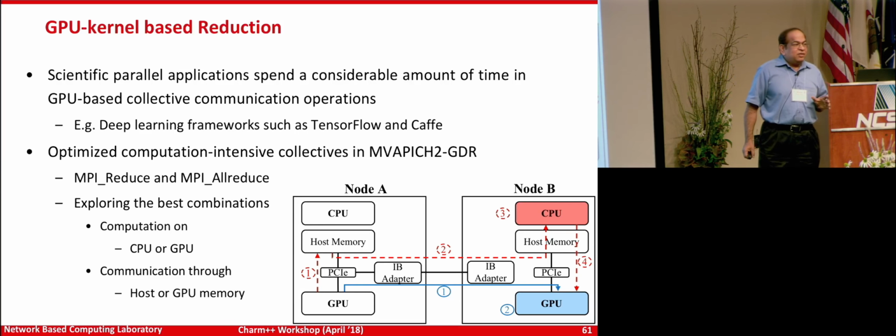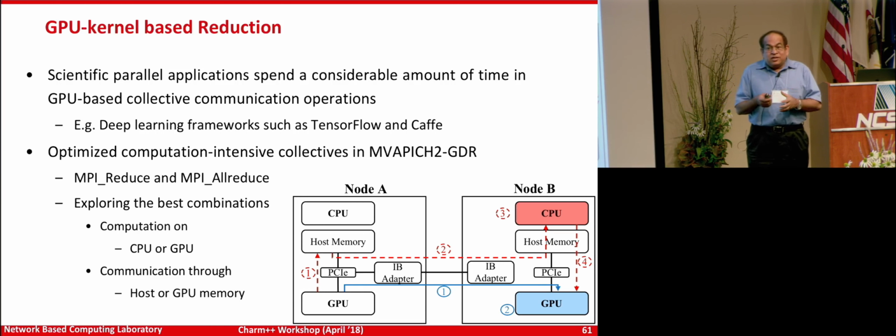Now these are 2 additional things we have done. I think not many MPI stacks have done them. Kernel-based reduction: most of the time, applications use some all-reduce, and in most stacks the GPU is doing the computation.